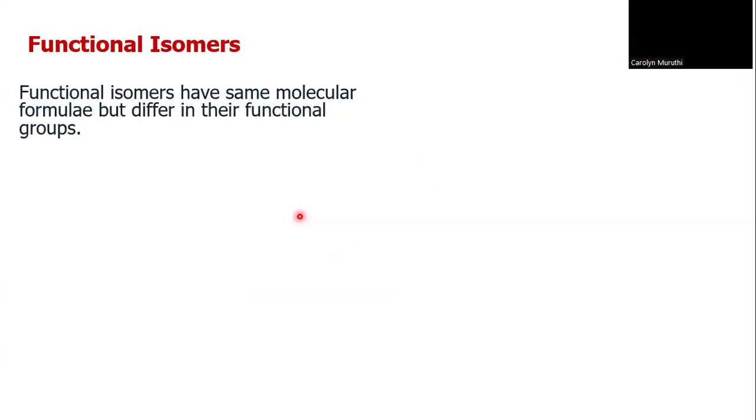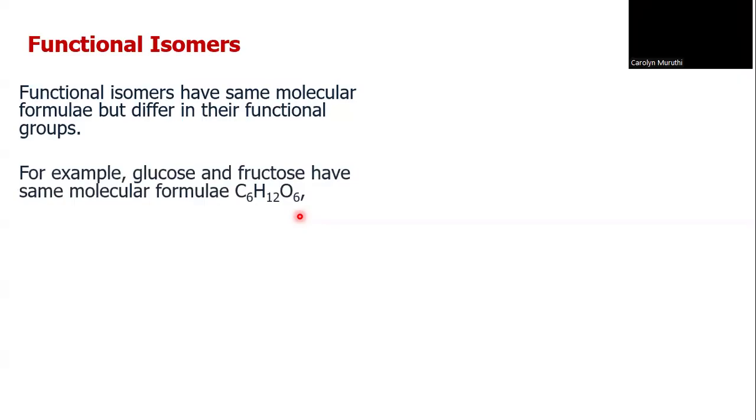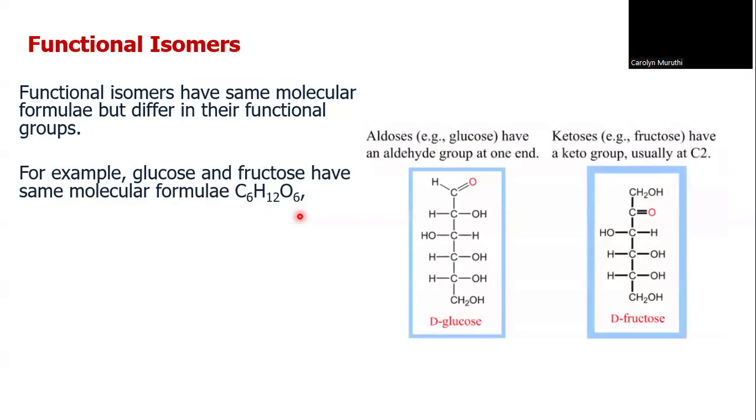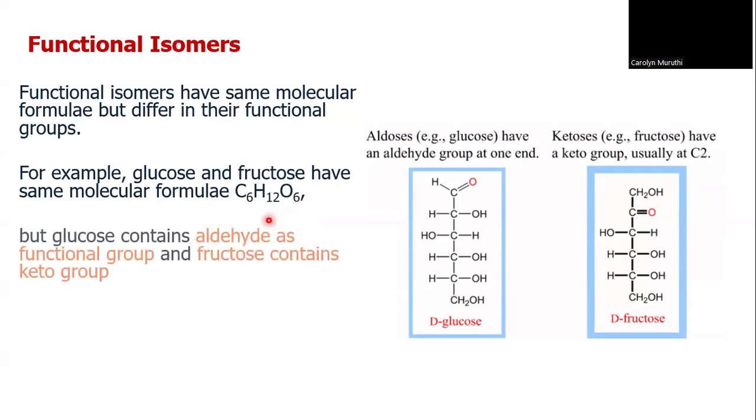Functional isomers are compounds that have the same molecular formula but differ in their functional groups. For instance, glucose and fructose are functional isomers. They have the same molecular formula, but glucose contains an aldehyde group, whereas fructose has a ketone or keto group as a functional group, and so they are functional isomers.